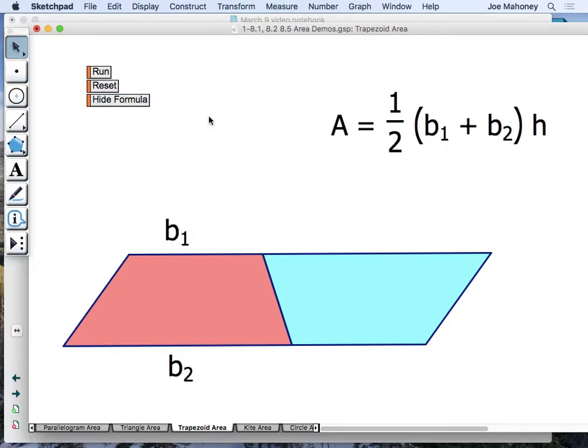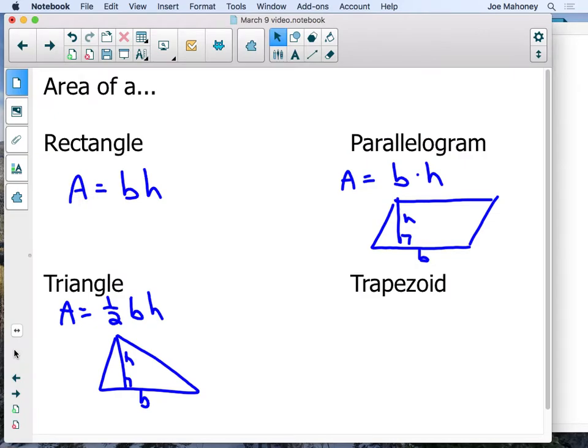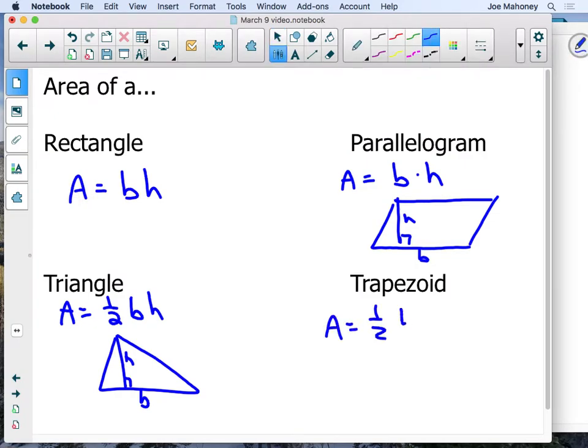But notice that the bases are different in a trapezoid. So after I flipped it around, I put base 1 down there and base 2 up there. So the base of the entire parallelogram is base 1 plus base 2. The height hasn't changed, but because it took us 2 trapezoids to make a parallelogram, that's why we have the 1/2 in front of that. Pretty neat stuff there. So the area equals 1/2 the sum of the bases times the height.